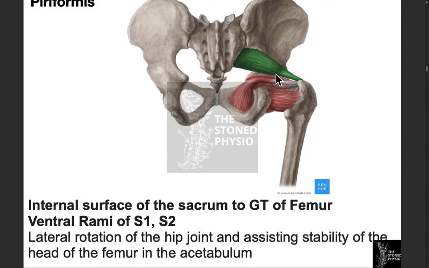There is a condition called piriformis syndrome. Has anyone heard the name? Yes, sir.